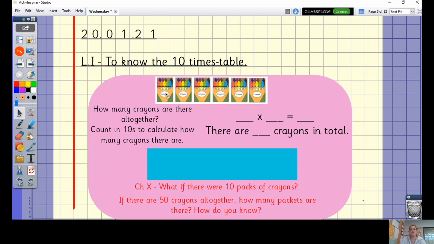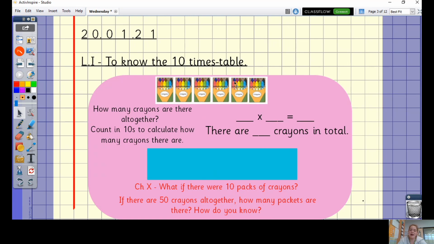Okay, so let's have a look at this picture. Each box of crayons has got 10 crayons in it. Just like we've done with the flowers last lesson, I want you to look at how many crayons there are all together. So how many groups of 10 are there? You're going to count in tens to help you find the total. I also would like you to have a go at writing a multiplication number sentence, just like you did last lesson. So looking at how many groups of 10 you have, and then counting up in tens to find the total.